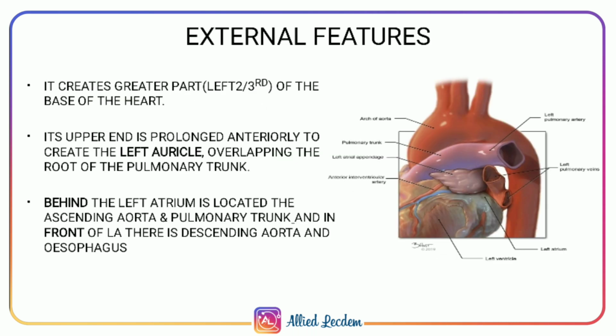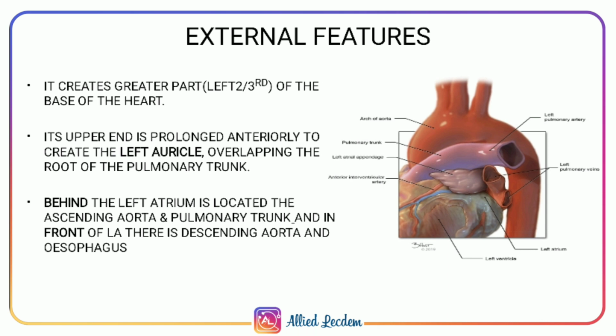External features of left atrium. It creates the greater part, that is, two-thirds of the base of the heart. Anteriorly, the left atrium cannot be seen. Only the portion called left auricle or left atrial appendage, overlapping the root of the pulmonary trunk, is seen.